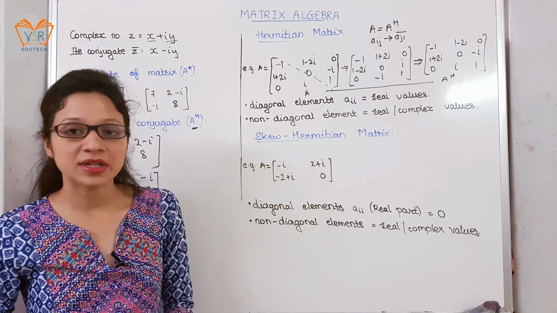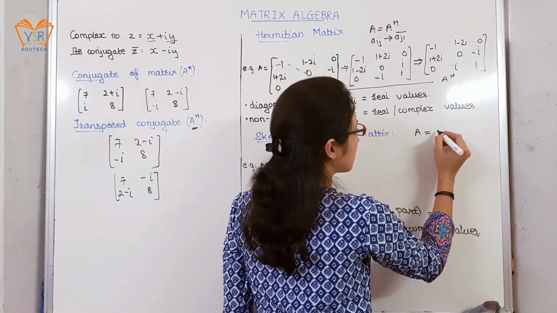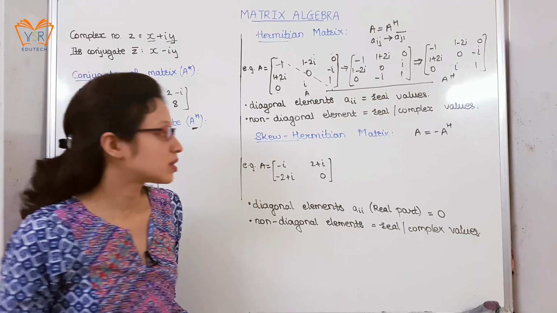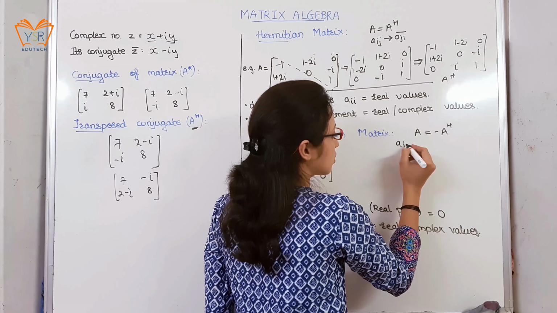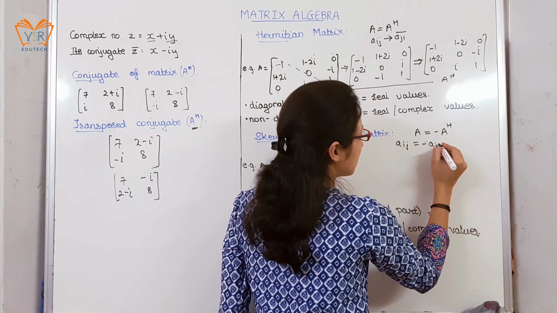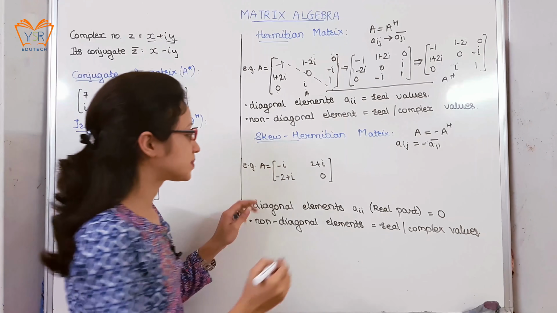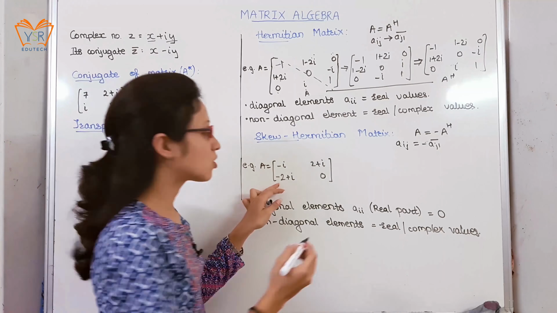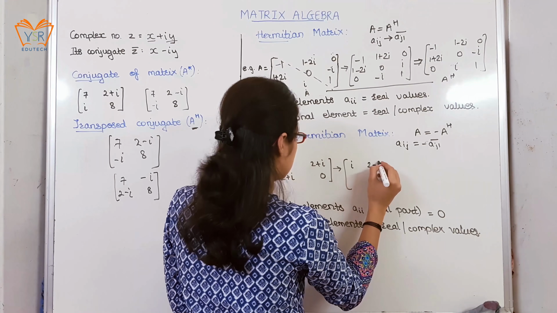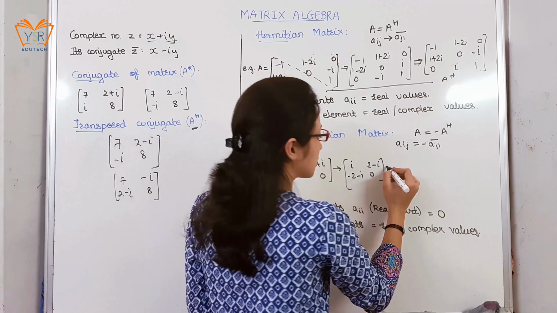Next, skew Hermitian matrix. Any square matrix A is called as skew Hermitian matrix if A is equal to minus A raised to H. In short, we can write Aij is equal to minus Aji bar for all ij values. Consider one example. Now, find out the complex conjugate of this matrix first. Now, find out the transpose conjugate.